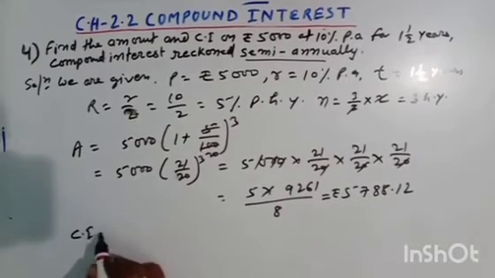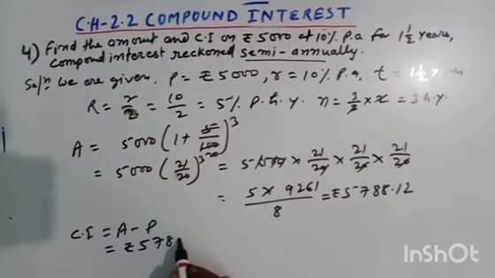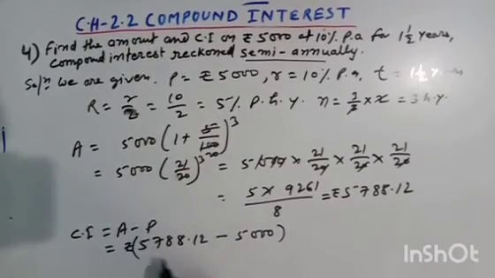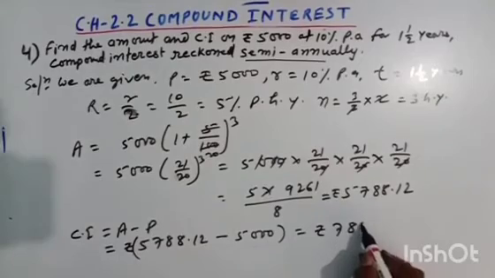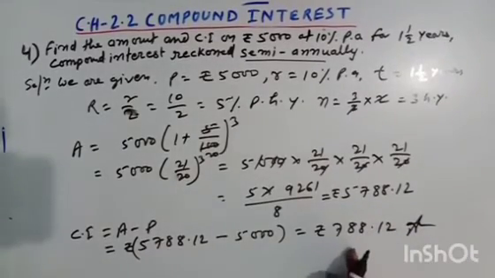Now CI equals formula A minus P. So what is A? A is rupees 5788.12 minus principal was rupees 5,000. So just you calculate, you subtract, you will get rupees 788.12. This is the compound interest.